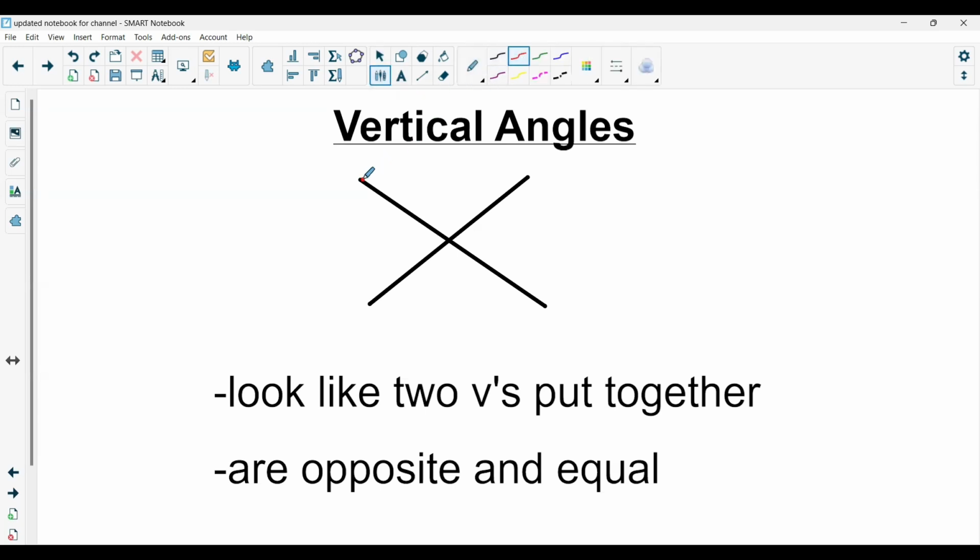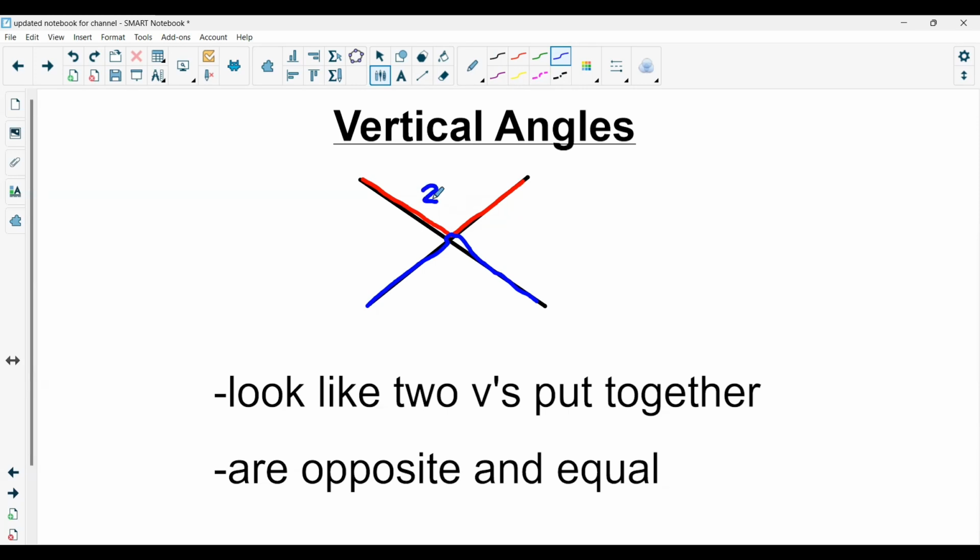You have the letter V here. See the letter V in red right there? And then you have a second letter V facing the opposite direction right there. So it's just like putting two letter V's together, okay? These angles are opposite from each other and they are equal.